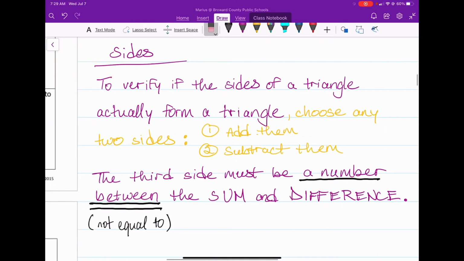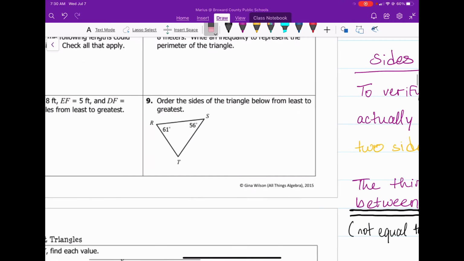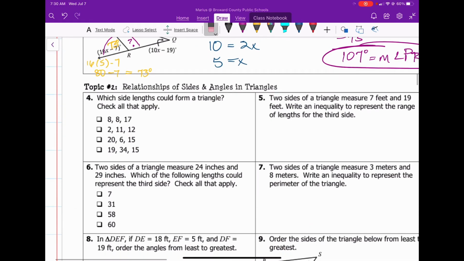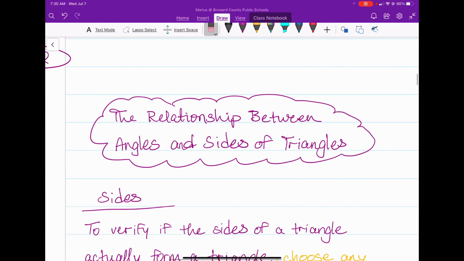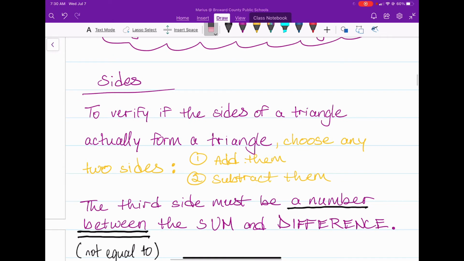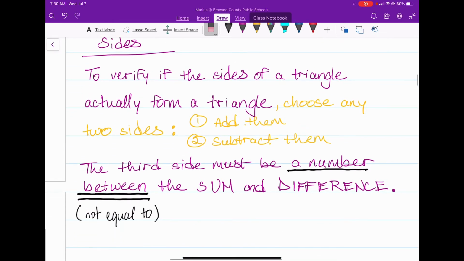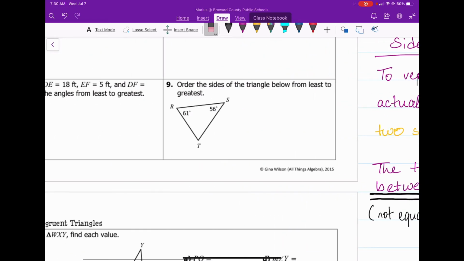For each of these, for number 4, all of the examples, just so you all can see it, are 3 numbers. So what we're going to do is choose any 2, add them and subtract them, and then take the third number that we didn't use and see if that third number is between the sum and the difference. Not equal to, but between. So let's see.